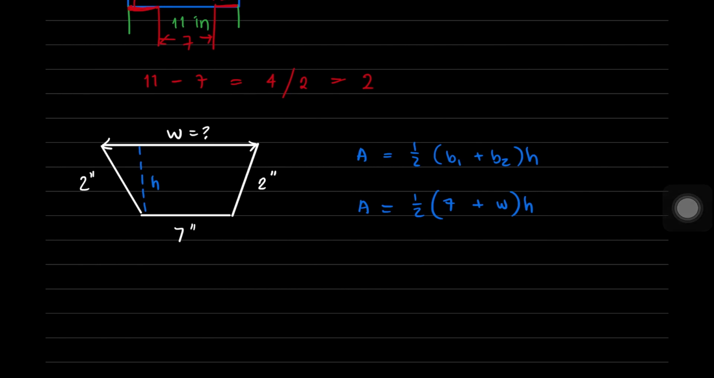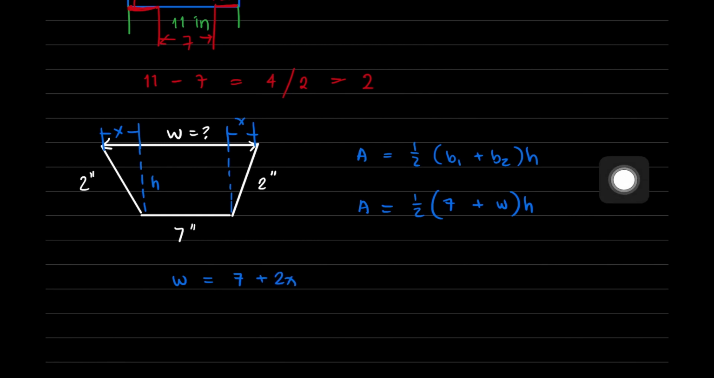Now, if I'm going to let this length be equal to x, and also, since it is a trapezoid, this is also equal to x, then I can say that the width is equal to 7 plus 2x. Right? So this is equal to 7 from this one, and this is x plus x, so the width is equal to 7 plus 2x. How about for the height?